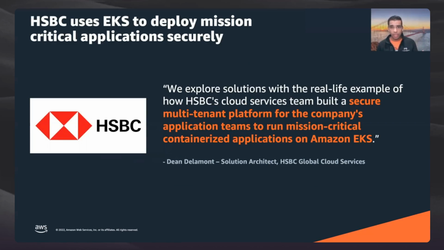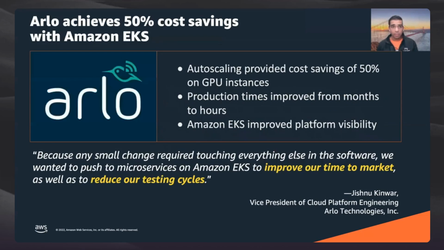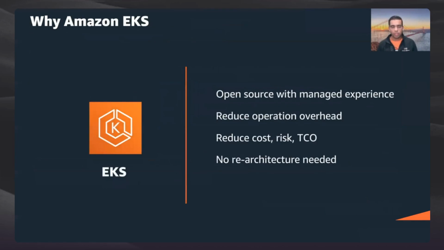HSBC runs in a regulated environment. It's a financial institution, and they trust Amazon EKS for their mission critical workloads. Another great example is Arlo, who runs their machine learning workloads on Amazon EKS, and they leverage a lot of GPU instances. Arlo has been able to leverage Spot integration with Amazon EKS and reduce the cost of compute by more than 50%. So why do these customers choose Amazon EKS?